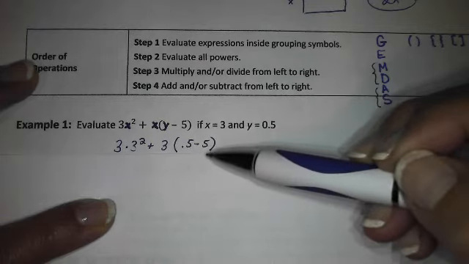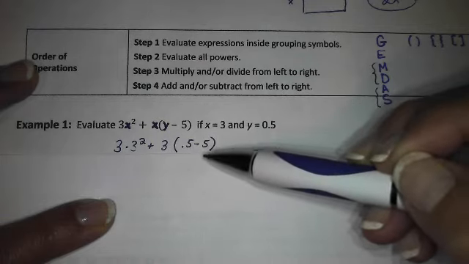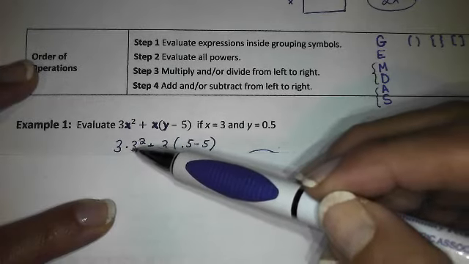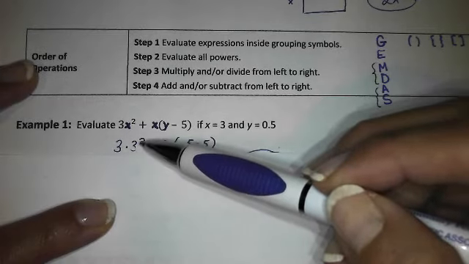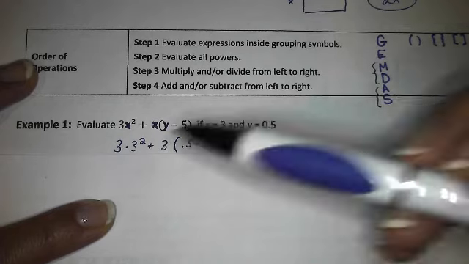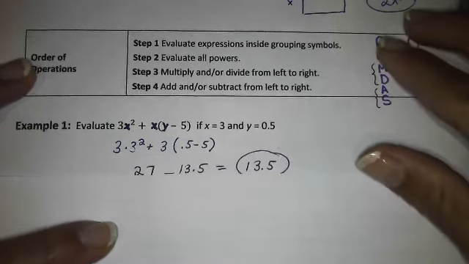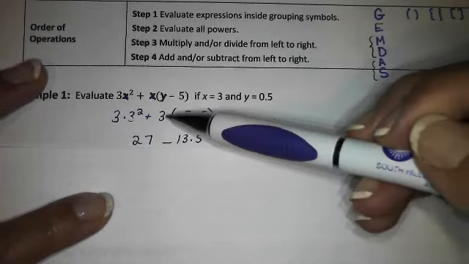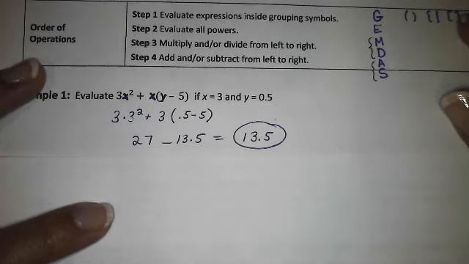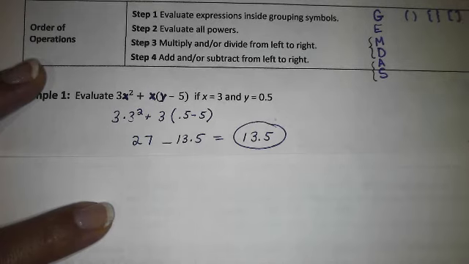The 0.5 minus 5 will give us a negative 4.5. We also want to then do our exponent second, so 3 squared will give us 9. When we multiply or divide, we would do it from left to right. So 3 times 9 would give us 27, and 3 times negative 4.5 would give us negative 13.5. So our final answer here is 13.5. If we follow these rules, we will all get the same standard answer.